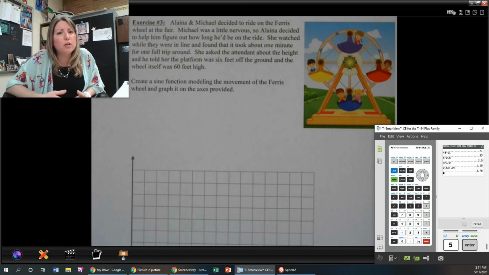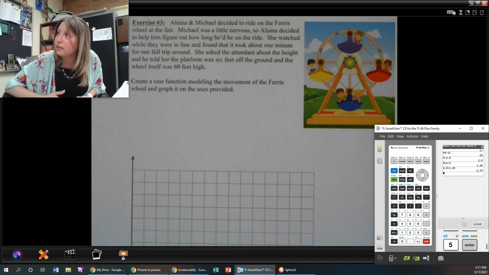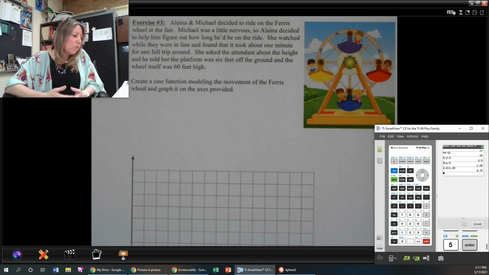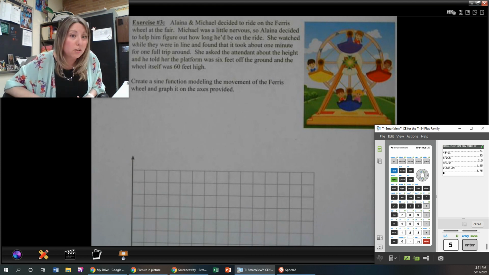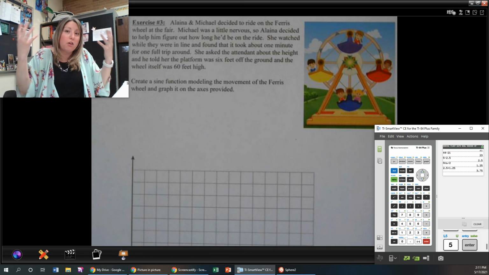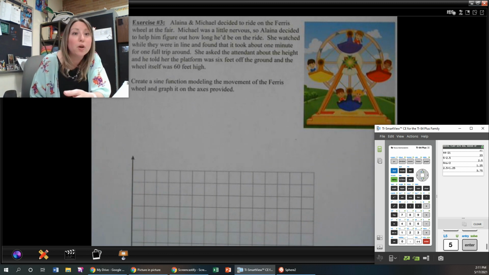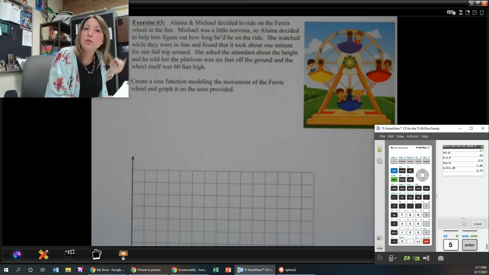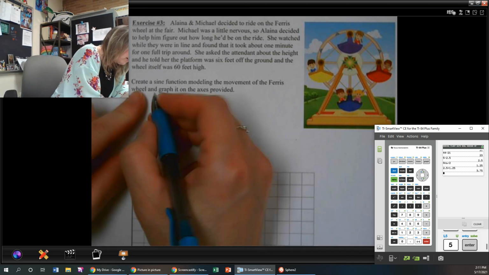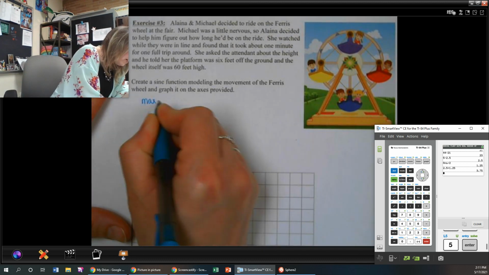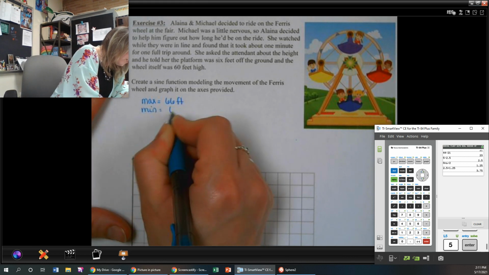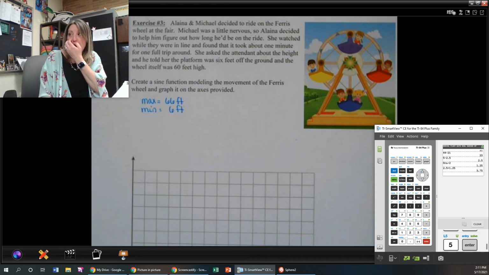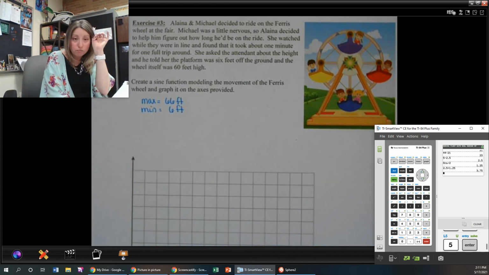So create a sine function modeling the movement of the Ferris wheel and graph it on the axes provided. Cool. Well, if the height of the whole wheel is 60 feet, I'm going to go ahead and assume they meant diameter of the wheel, but it's a carny. They may not have all the trig background that they should when you're dealing with a wheel on a daily basis, right? So I'm going to go ahead and say that our max here is going to be 66 feet in the air, and that our minimum is the 6 feet off the ground that we are. That'll be the first thing.